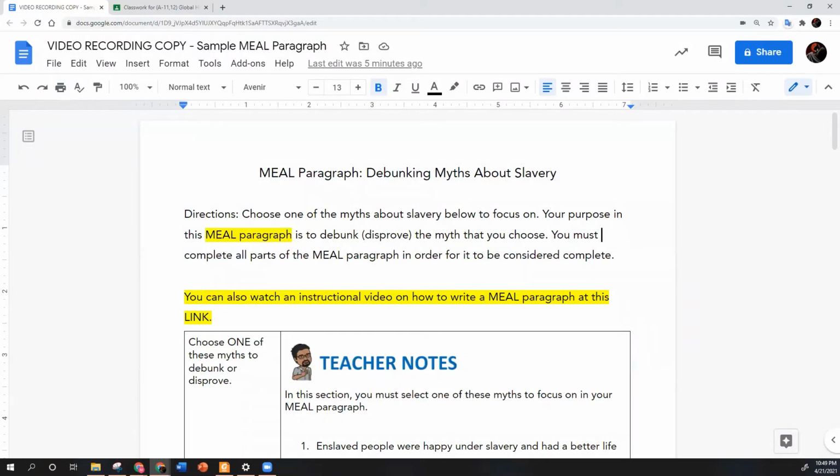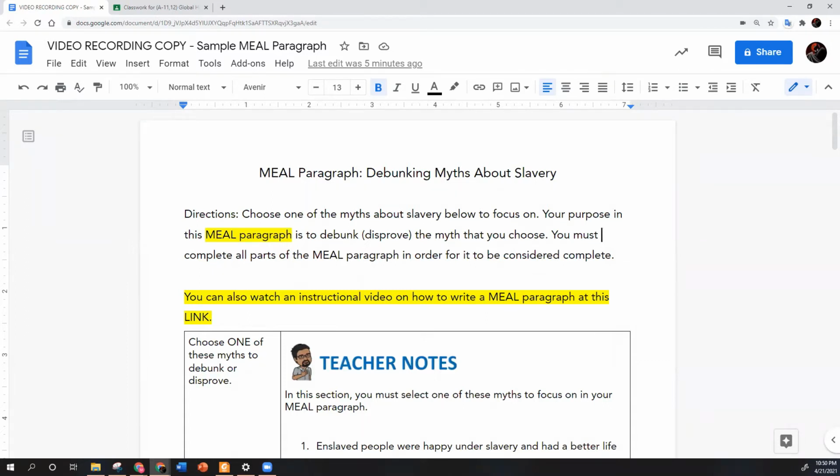Hello, students. What I'm going to be showing you right now is how to write the MEAL paragraph for the debunking myths about slavery topic. This is the first official MEAL paragraph you're doing for the class. But I want you to understand that a lot of the things you've already been doing in class are what you need to be doing for the MEAL paragraph.